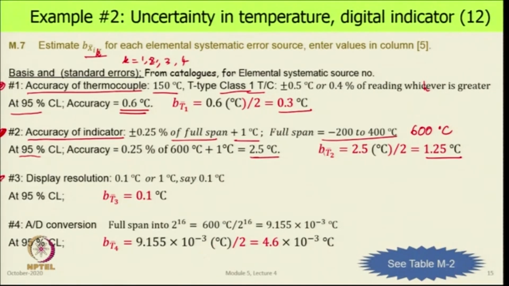Our third source of systematic uncertainty was display resolution, which was 0.1 degrees Celsius or 1 degree Celsius. Let us say we will configure it for 0.1 degrees Celsius, and in this case we say that the uncertainty will always be plus minus 1 digit. So, B_T3 is 0.1 degrees Celsius, which is a standard error due to display resolution.